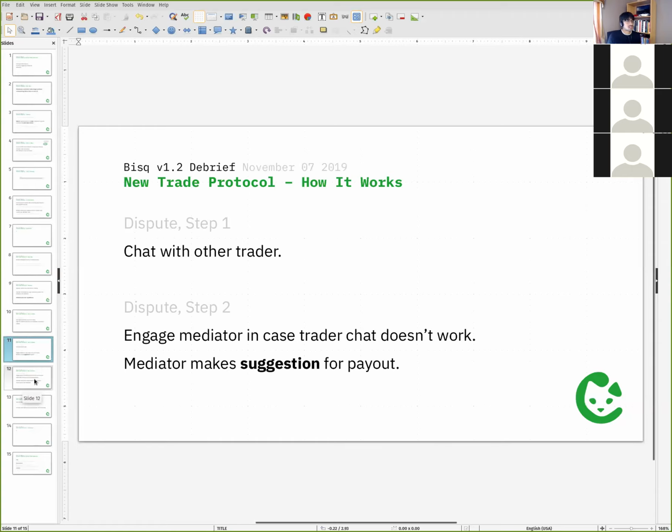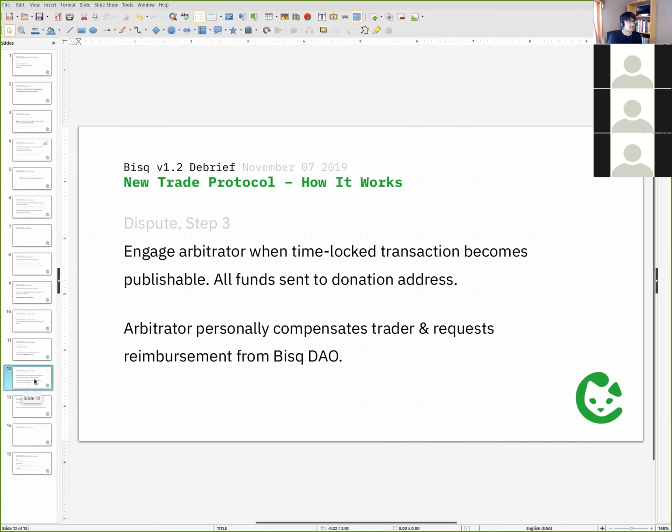If, for whatever reason, you have a rare case, a rare bug, or something more uncommon, then the third step is arbitration. Like I mentioned, arbitrators are very different in this new trade protocol. First of all, in order to engage an arbitrator, the time-locked transaction that you made before needs to be published. This transaction sends all the funds, the deposits, and everything to the donation address.